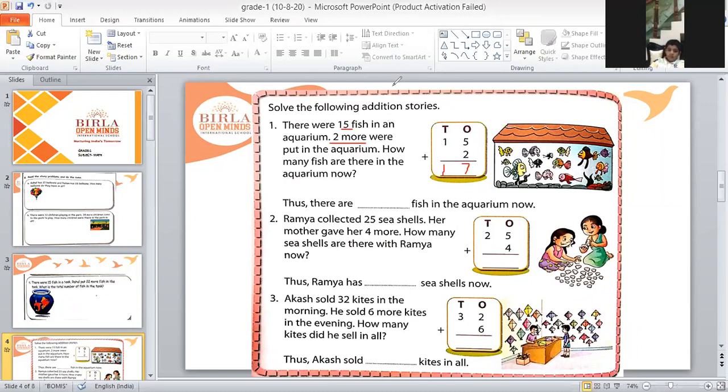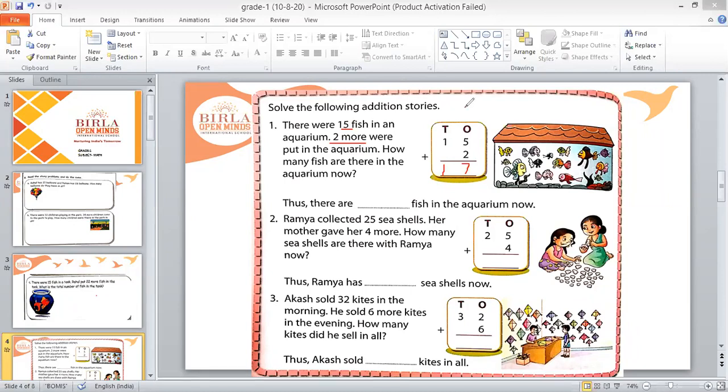17. Very good. So answer is 17, children. So we will write 17, and we will write the 17 here in this blank space also. So there are 17 fish in the aquarium now. Okay, this is the answer. So now we'll move to next question.